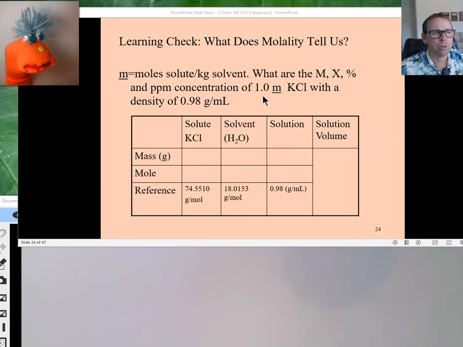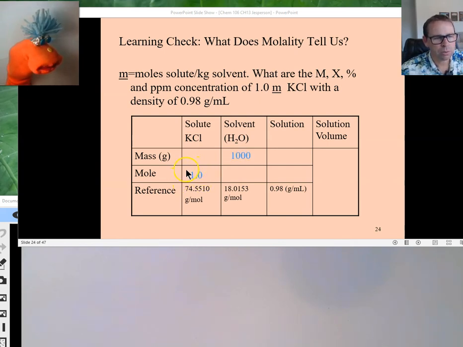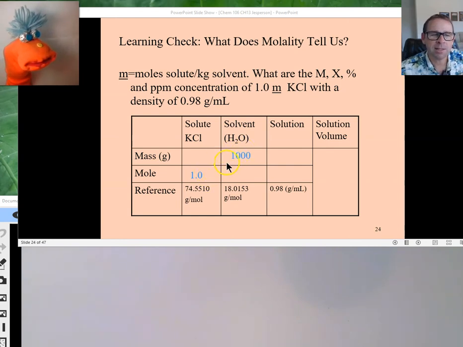Moles of solute per kilogram of solvent. Okay, very good. So from the molality, we know moles of solute and kilograms of solvent. So 1 mole for every kilogram. Now, why did I put down 1,000? Oh, because that's in grams, and it's 1 kilogram of water, which was 1,000 grams. Okay, very good. Now, from these, what can I do?